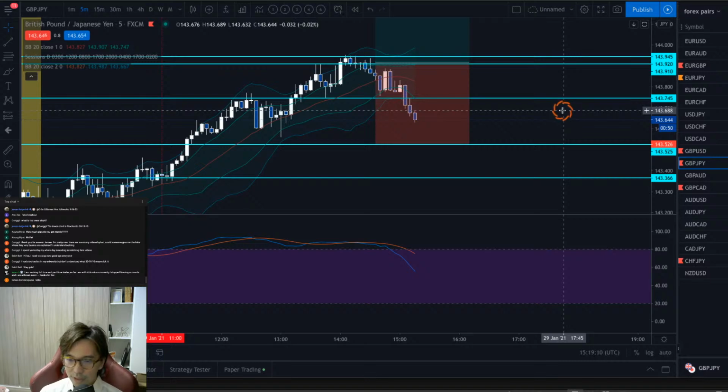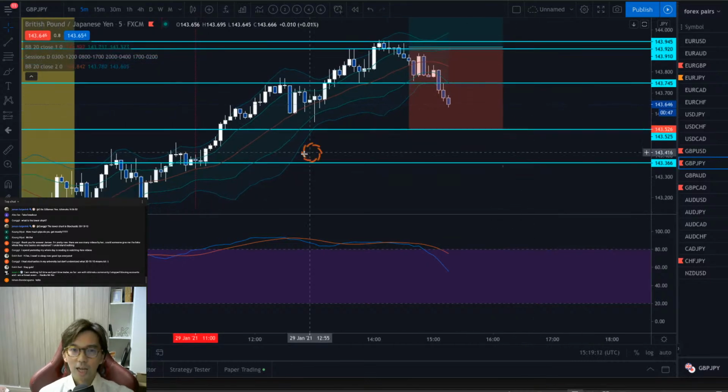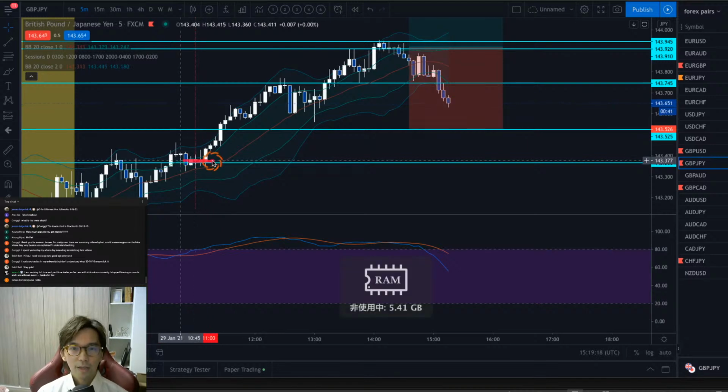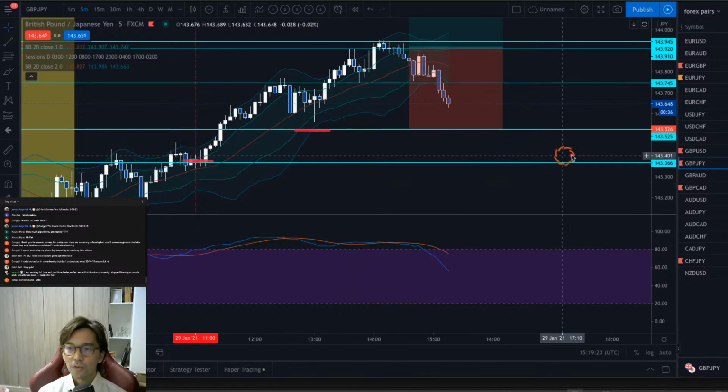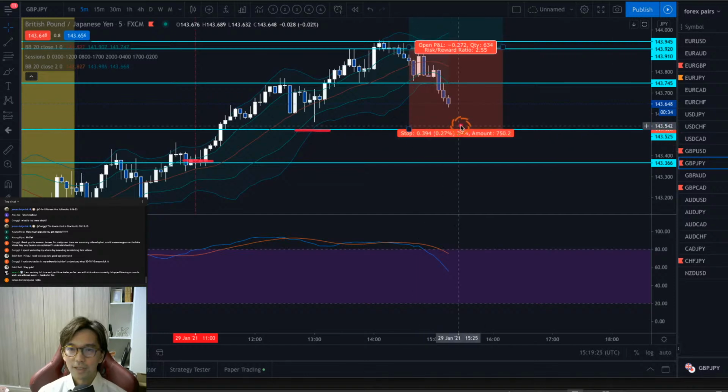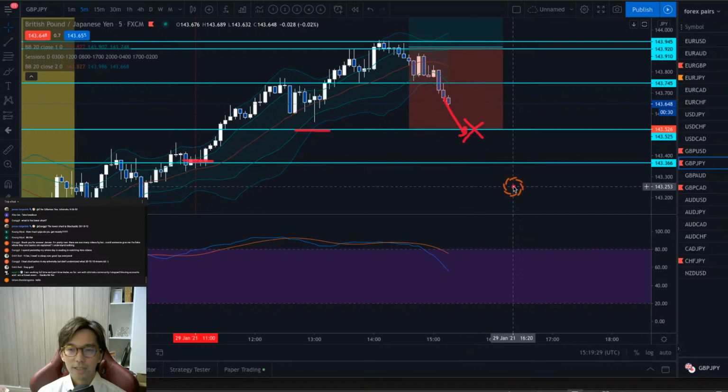Okay, yeah, so in my position I bought the pound JPY over here today, and my stop loss is actually over here. My stop is at this 143.52 level. So once it goes backwards, then this position will be hit by the stop.